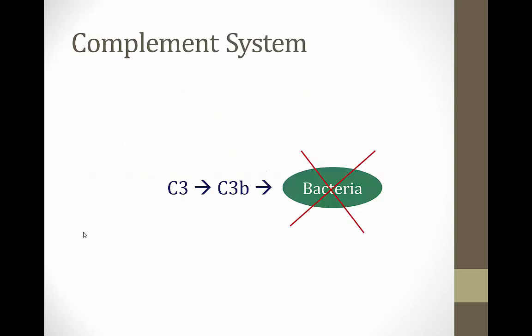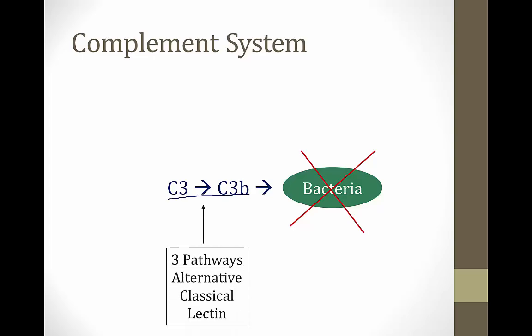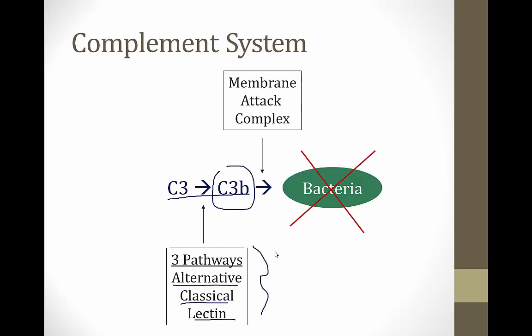The complement system can be hard to remember and even to understand as a medical student. My suggestion is to think of the entire complement system as the conversion of C3 to C3b, and then C3b leading to the destruction of bacteria. As we will see, there are three different pathways by which C3 can be converted to C3b: the alternative pathway, the classical, and the lectin. Once stable C3b is formed by any one of these three pathways, the next steps in complement activation are all the same. They involve formation of the membrane attack complex, which leads to bacterial cell death.